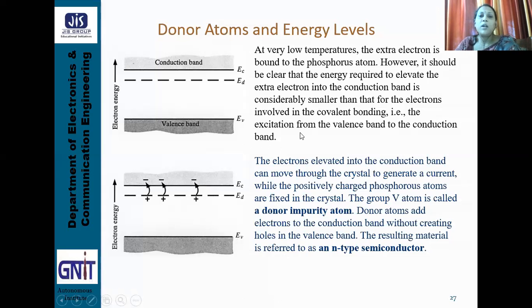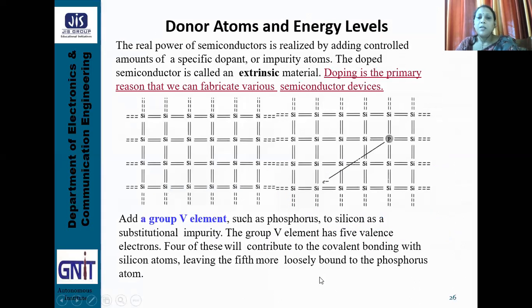So this is the donor atom and energy level. This is the Fermi energy level nearer to the conduction band. The electrons elevated into the conduction band can move through the crystal to generate a current, while the positively charged phosphorus atoms are fixed in the crystal. Here the phosphorus atom is added; this is a pentavalent impurity, a group 5 element.